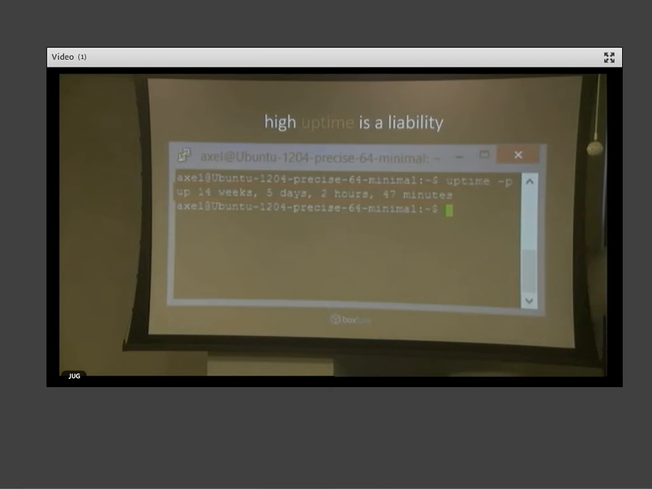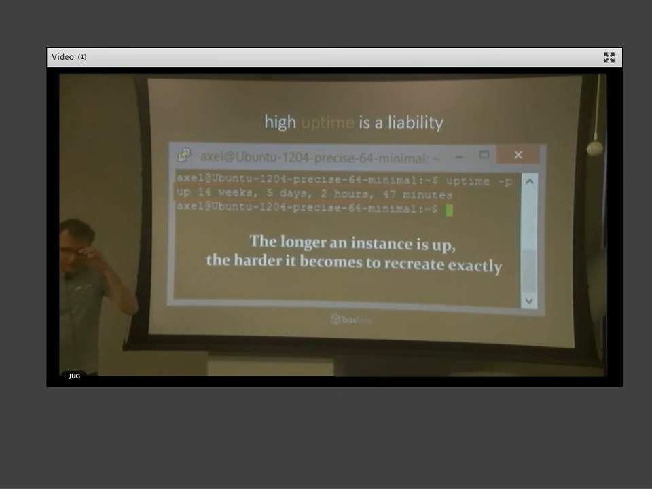That's just the reality of things, because for a long time we used to pride ourselves on the fact that high uptime was something fantastic. Like, I haven't rebooted this machine in 2 years. It's great. The problem is, it's actually not that great, because the longer an instance is up, the harder it becomes to recreate it exactly the way it was. And the hard news is it will fail eventually.